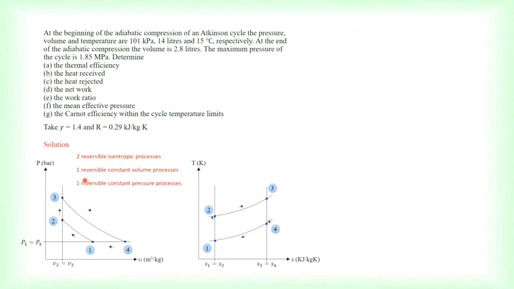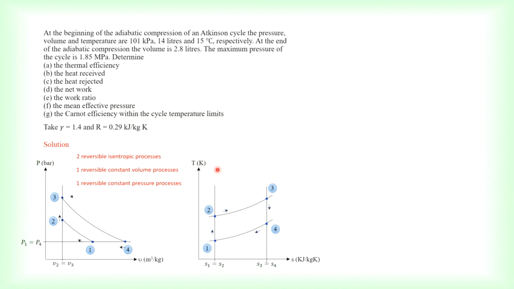Okay. So now this is Atkinson cycle. It consists of two reversible isentropic processes, one reversible constant volume process and one reversible constant pressure process. So these are the two isentropic processes, 1 to 2 and 3 to 4. Now 2 to 3 here is constant volume, 4 to 1 is your constant pressure.